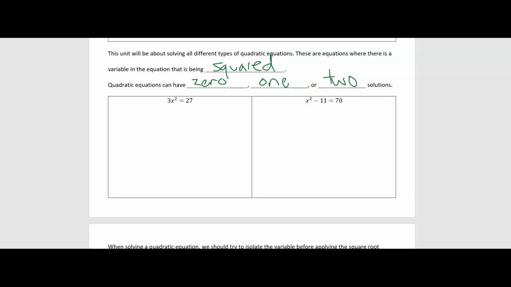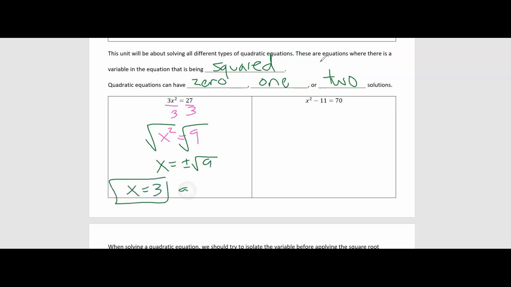All right, so for this equation on the left, before I take the square root, I want to get the x squared by itself. So I'm going to divide both sides by 3. That gives me x squared is equal to 9. Then, because the x squared is now by itself, I will take the square root. I will get x is equal to plus or minus the square root of 9. So x is equal to positive 3, and x is equal to negative 3. So two solutions here. x can be either of those numbers.